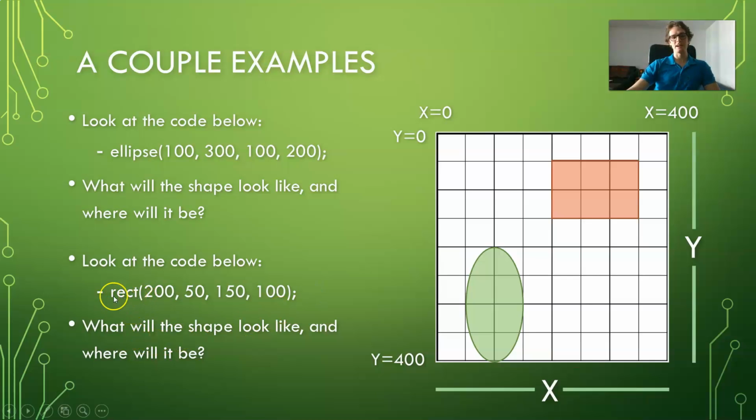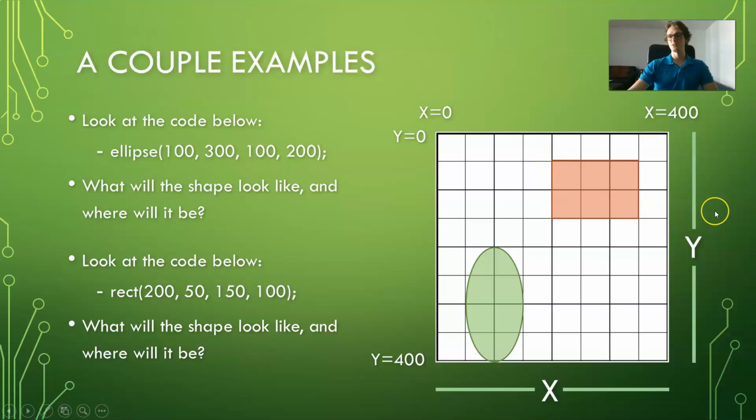Remember, rect is our function for rectangles. 200 is the X value. Okay, so X, go all the way over to the middle, that's 200. 50 is the Y value. Okay, so we take our Y, go down to 50. Okay, so at 200 X and 50 Y, remember that's the top left corner of the rectangle. It's a little different from the ellipse. The ellipse is placed by the center, and the rectangle is placed by the top left corner. Okay? Now 150, that's the width, that's this length, and then 100, that's the height, that's how tall it is.